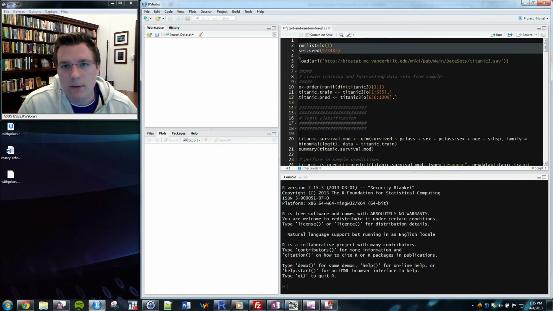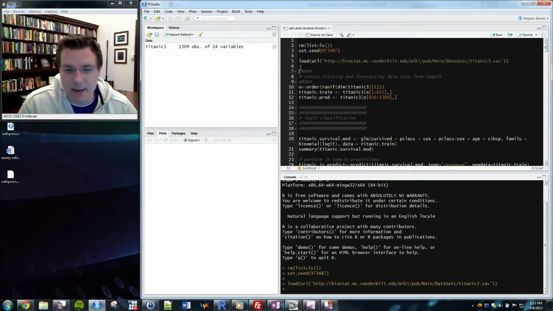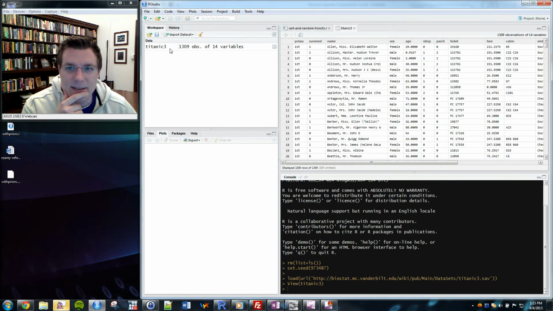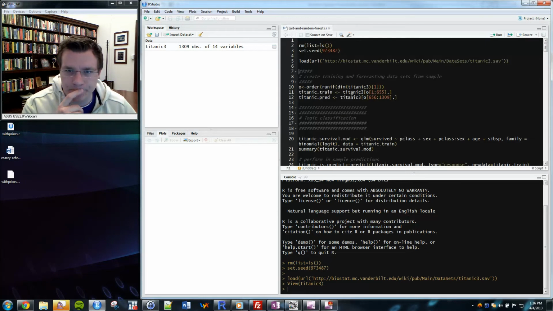So I'm loading in the Titanic data set that we used in that earlier lecture. The Titanic data set is a list of passengers on the Titanic, not a complete list, I believe, but a list of people on the Titanic and whether they survived or died, and some various characteristics about them, like which passenger class they were in, how old they were, whether they were male and female, and so on.